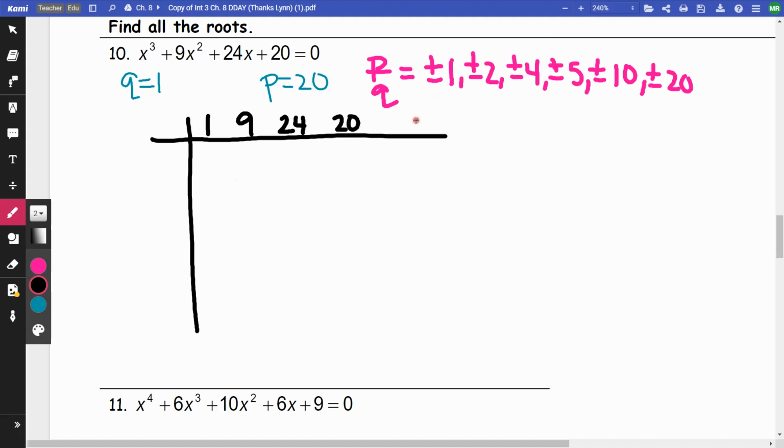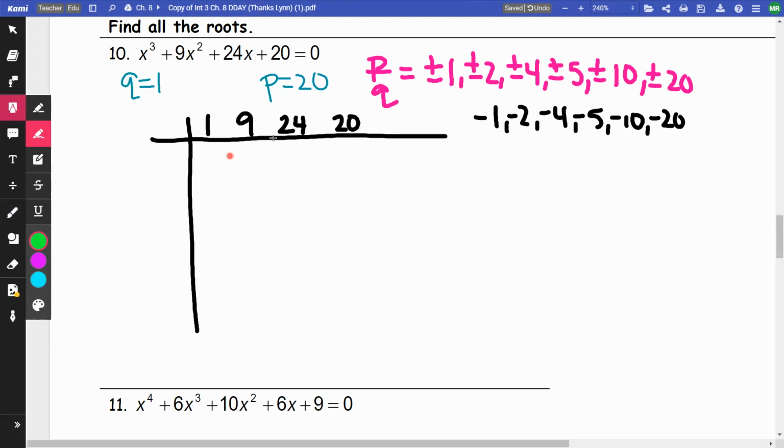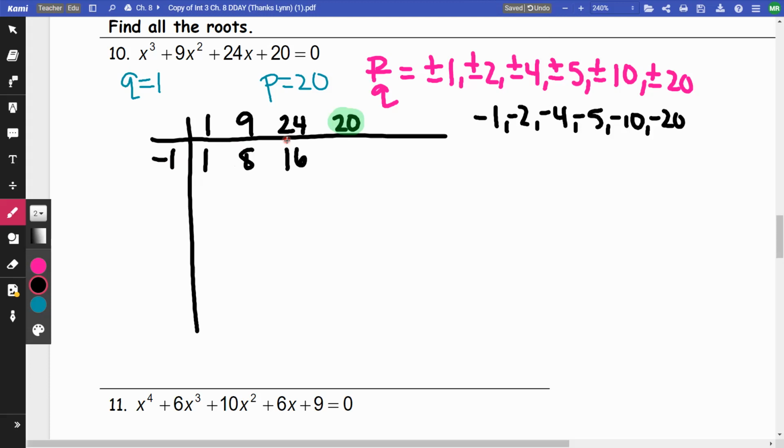So now I'm really only going to deal with negative 1, negative 2, negative 4, negative 5, negative 10, negative 20. Also paying attention to my 0, I'm up at 20. Okay, that sometimes can be helpful. So I'm going to start with, let's say, negative 1, bring it down. 1 times negative 1, I add it to this, I get 8. 8 times negative 1 is negative 8, I add it, I get 16. 16 times negative 1 is a negative 16, I add it, I get 4. So I'm going down. Let's try negative 2 this time.